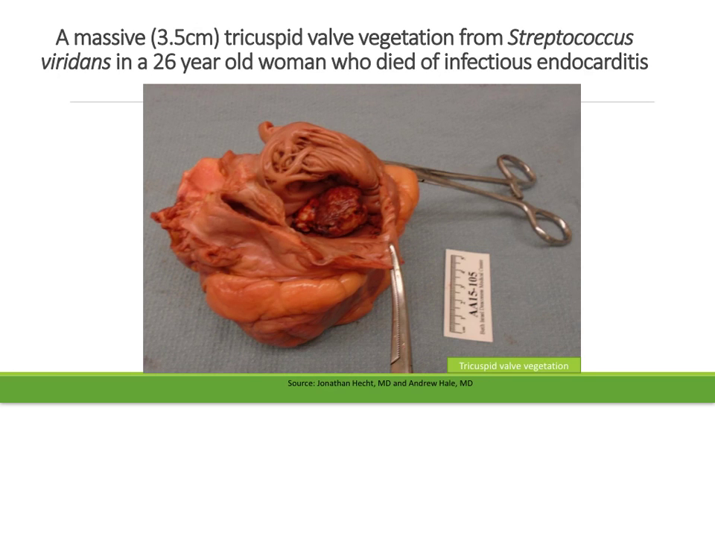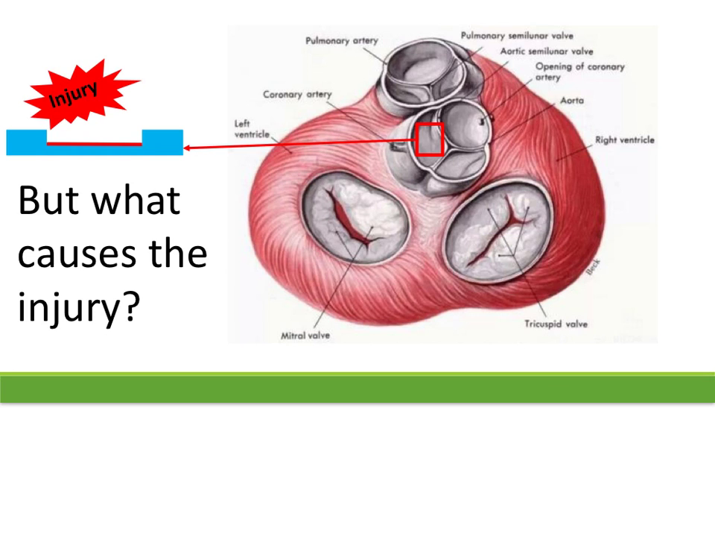Here we see a massive tricuspid valve vegetation that measured 3.5 centimeters. This thing was really huge and unfortunately killed this 26-year-old woman who had it. It shows that endocarditis is a bad player. Now coming back to that initial injury, we haven't talked about what actually causes it in the first place.